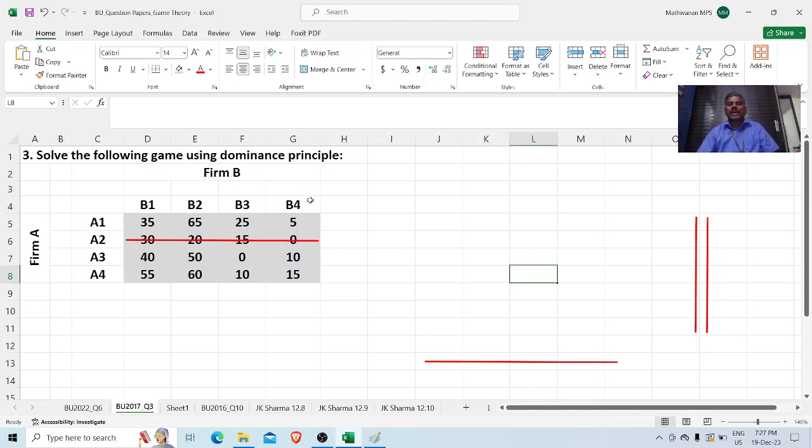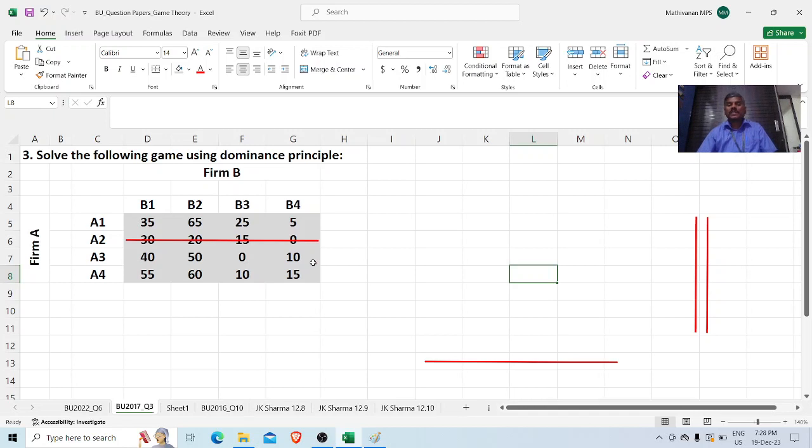The last one, when firm B is using the fourth strategy, A3 gives 10 points gain for firm A, but A4 gives 15 points. So again, A4 gives better gains. Now we compare A3 with A4. In the 4 different strategies of firm B, A4 gives better gain for firm A. That means strategy A4 is dominating strategy A3.